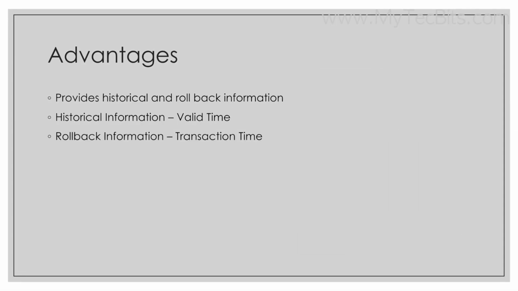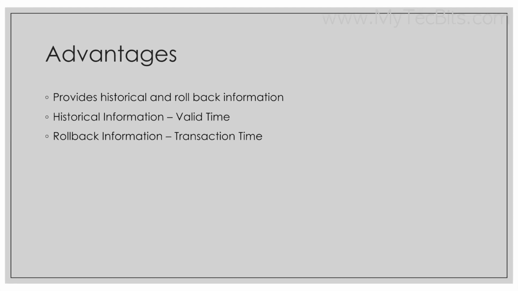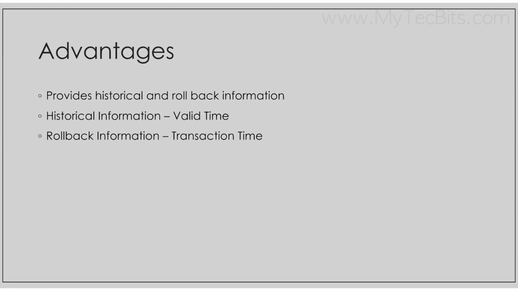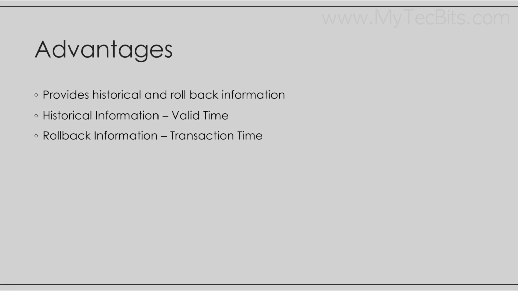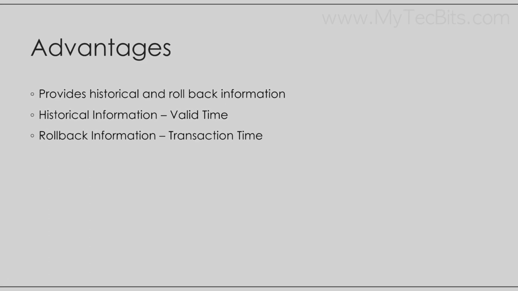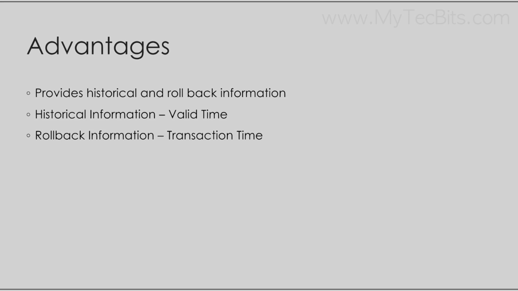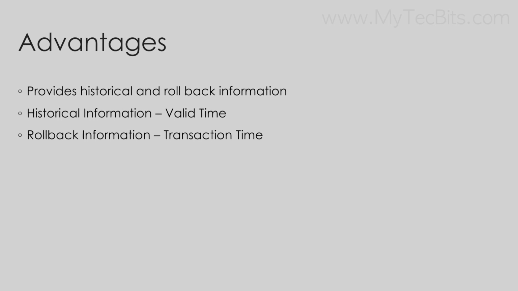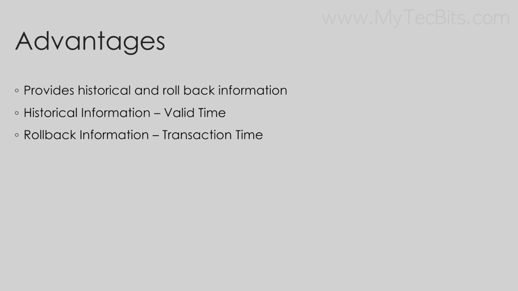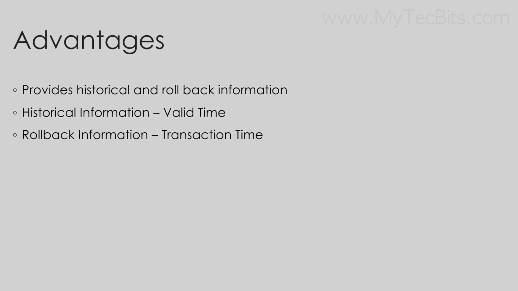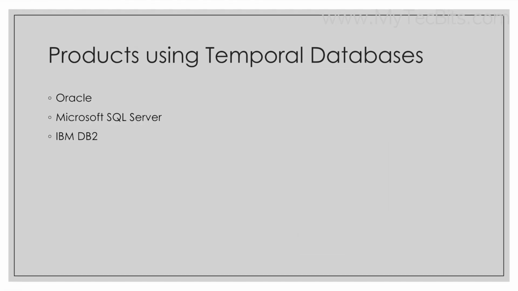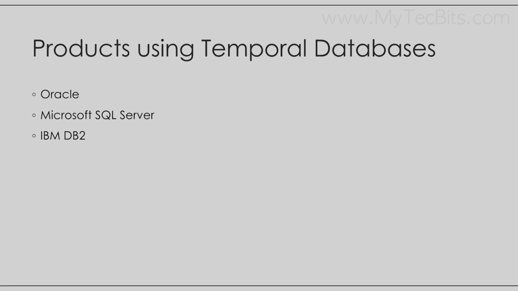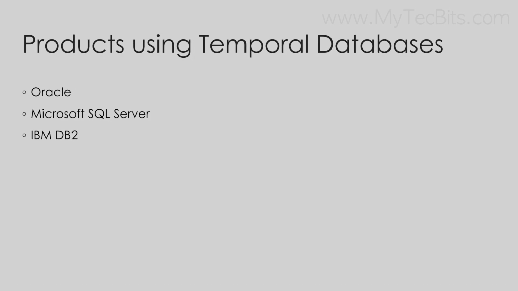The main advantages of this bitemporal relations is that it provides both historical and rollback information. You can get the result for a query on John's history, like where did John live in the year 2001, with the valid time entry. The transaction time entry is important to get the rollback information. The popular products that use temporal databases include Oracle, Microsoft SQL Server, and IBM DB2.